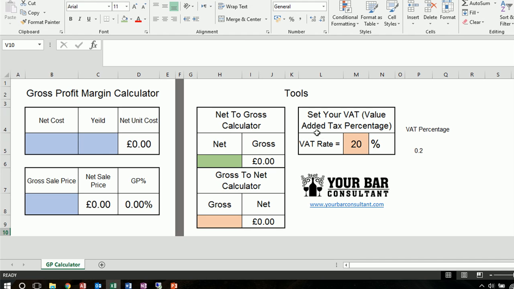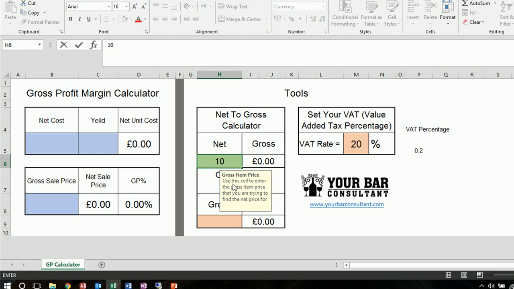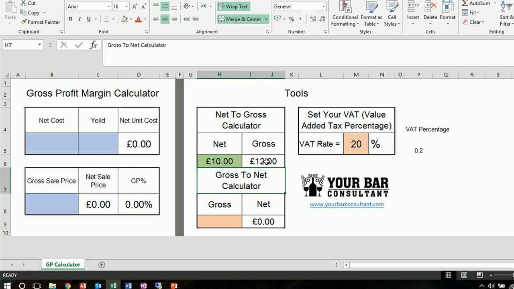So as I explained earlier, to get a gross figure you have to add VAT to it from a net figure, and as we're in the UK, we're using 20%. So if I wanted to add VAT to a product that costs, say, £10, using this calculator here, I can just put 10, press enter, and it tells me that the gross cost is 12, and that is because it's 10, add the VAT, and that is 12.